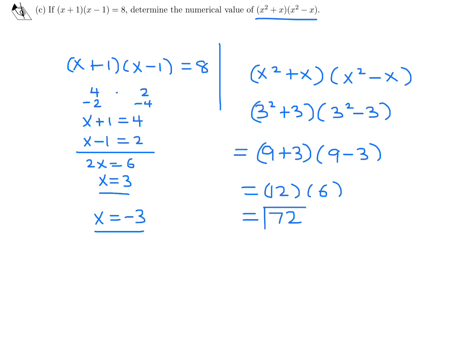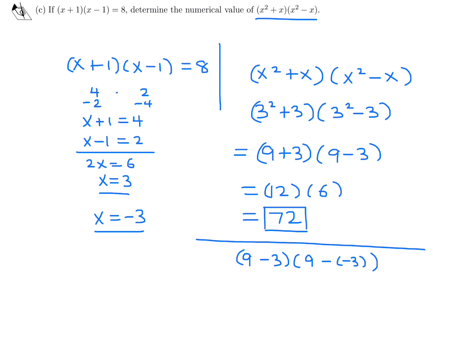If you were to sub in negative 3 for x, you would get again 9 minus 3 times 9 minus 3, like that. And this is again 6 times 12, and it would give you the same answer of 72.